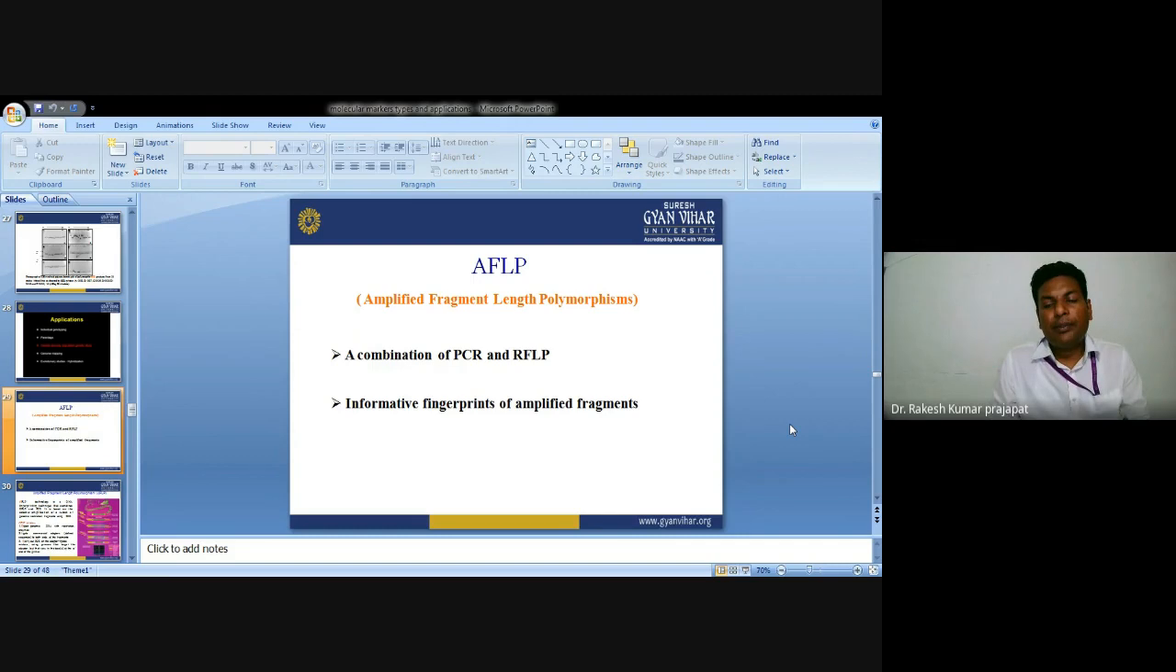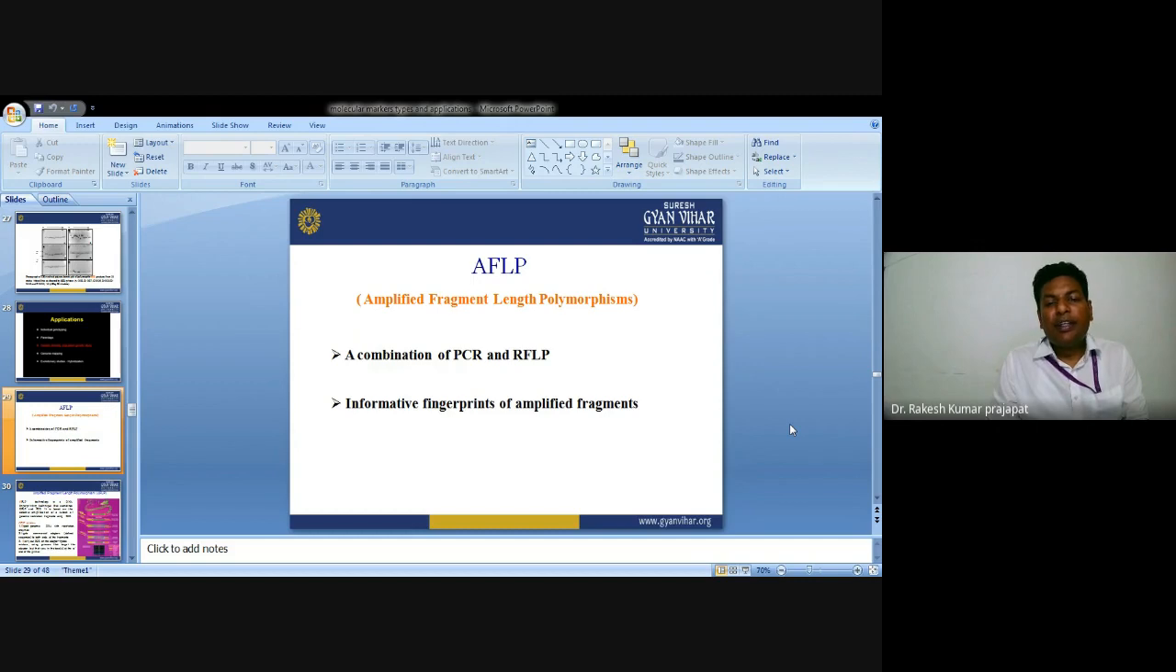Next is AFLP, amplified fragment length polymorphism. Here it's a combination of two techniques, PCR and RFLP: PCR, polymerase chain reaction, and RFLP, restriction fragment length polymorphism. Here we have to amplify the restriction fragments of the DNA. Then we can develop AFLP, and then we study the polymorphism.